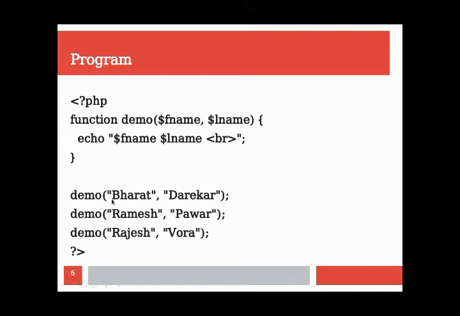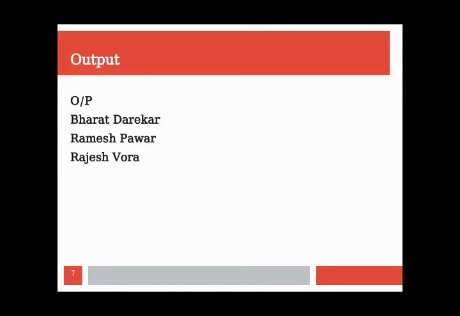So here demo, and we pass these two values within double quotes: Bharat, then a comma because they are separated, and the other argument within double quotes, Darekar. So when we call this function, we pass the two values. Then again we call that function with another two arguments, that is Ramesh Pawar, and again we call it with Rajesh Vora. So this is the end of the function and the end of the program. Then the output will be displayed like this: Bharat Darekar, Ramesh Pawar, Rajesh Vora.